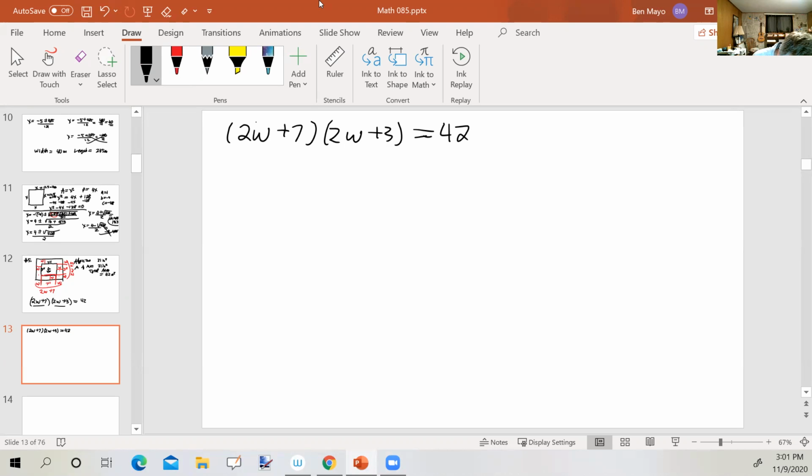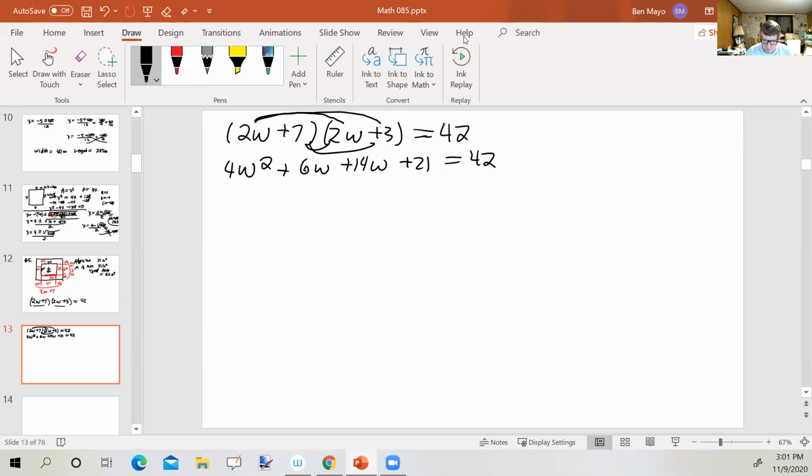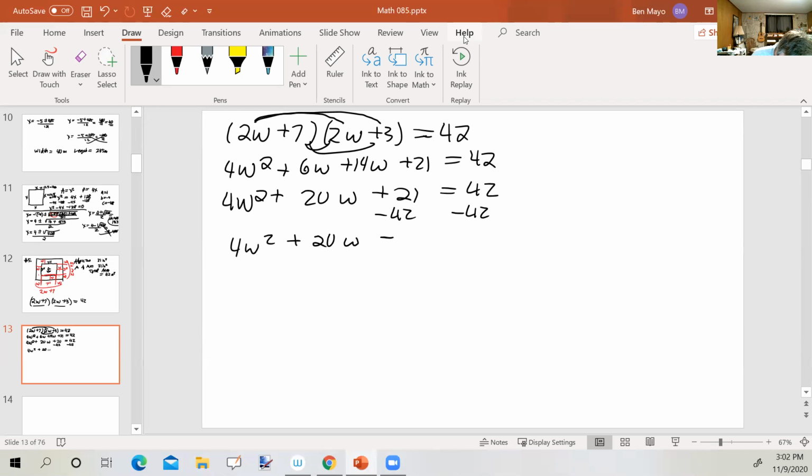So we're going to FOIL, or multiply, distribute, whatever you want to call it: 4W squared plus 6W plus 14W plus 21 equals 42. Combining like terms, we've got 4W squared plus 20W plus 21 equals 42. Subtract 42 from both sides, we've got 4W squared plus 20W minus 21 equals 0. So we finally got our quadratic equation, and there's no decimals, no fractions, no common factors, so let's go with it. A is 4, B is 20, and C is negative 21.